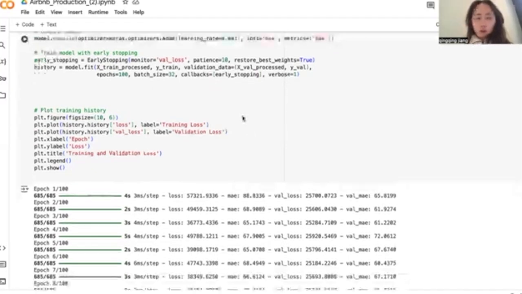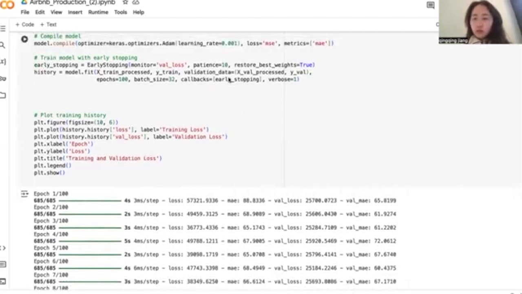For our model training part, the model was trained for a maximum of 100 epochs with a batch size of 32, but early stopped training at 24 epochs to prevent overfitting. The validation loss was monitored, and when it did not improve for 10 consecutive epochs, training was halted, restoring the best model weights.